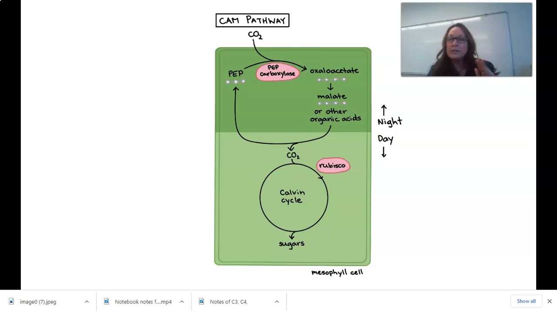So the difference in the CAM pathway is because these plants live in very dry, hot places, and their stomata cannot be open during the day. They have to be closed during the day and open at night. And so you run this carbon fixation cycle while the stomata are open at night, so that way when you close them during the day, Rubisco's like, ready to go, I'm up, I'm ready to go.